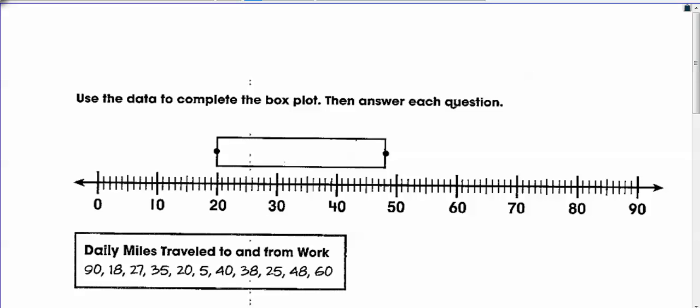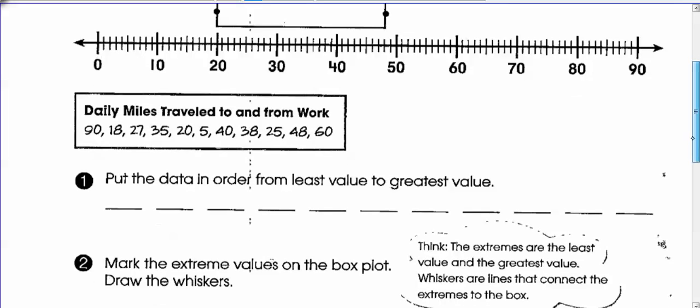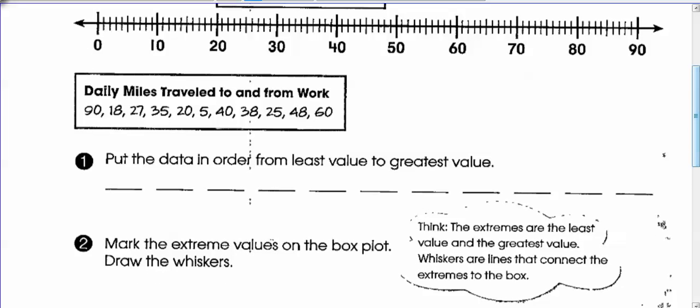It says use the data to complete the box plot, then answer each question. They started by drawing a box. That was lovely of them. We're on page 148 right now, so make sure you're on that page. It says daily miles traveled to and from work. Put the data in order from least value to greatest value. So you're looking for your smallest number. Our smallest number in this list looks like it is 5. So make sure you put 5 first.